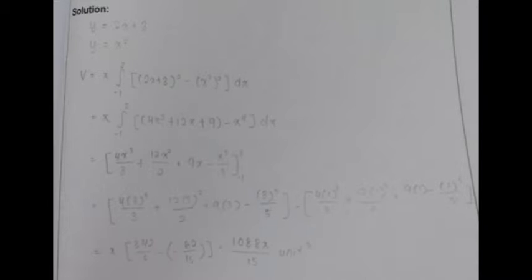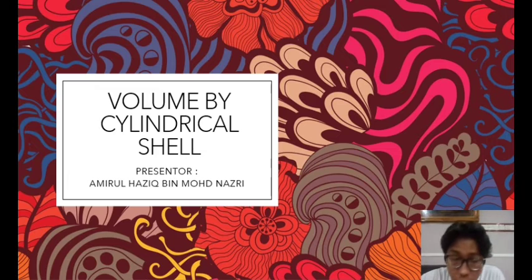So for this equation, we change to y. It will be 2x plus 3 equals y. This is OR because the line is maximum, and then it is IR. So this is the solution for this question. As you can see, it's the same as the previous method. We just integrate plus, minus, and times, and we can get this answer, which is 1088 pi over 15 units. So I will continue with the volume by cylindrical shell.